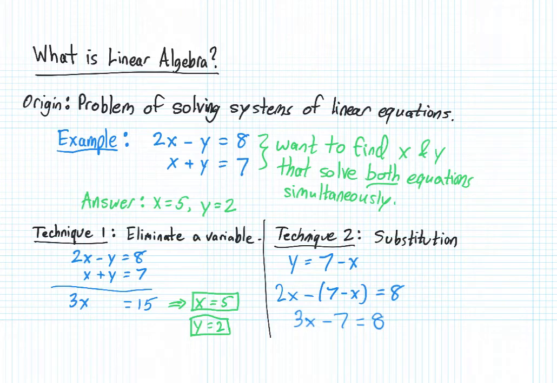So if I simplify the left side, then I get 3x minus 7, and then when you solve 3x minus 7 equals 8 for x, you get x is equal to 5. And then again, if you plug that back into the equation that we just had for y equals 7 minus x, you get y is equal to 2.